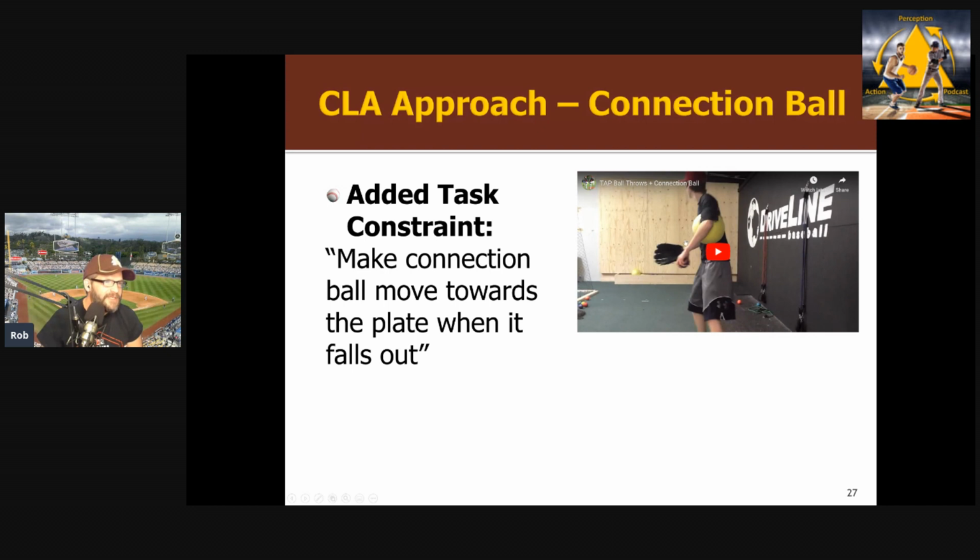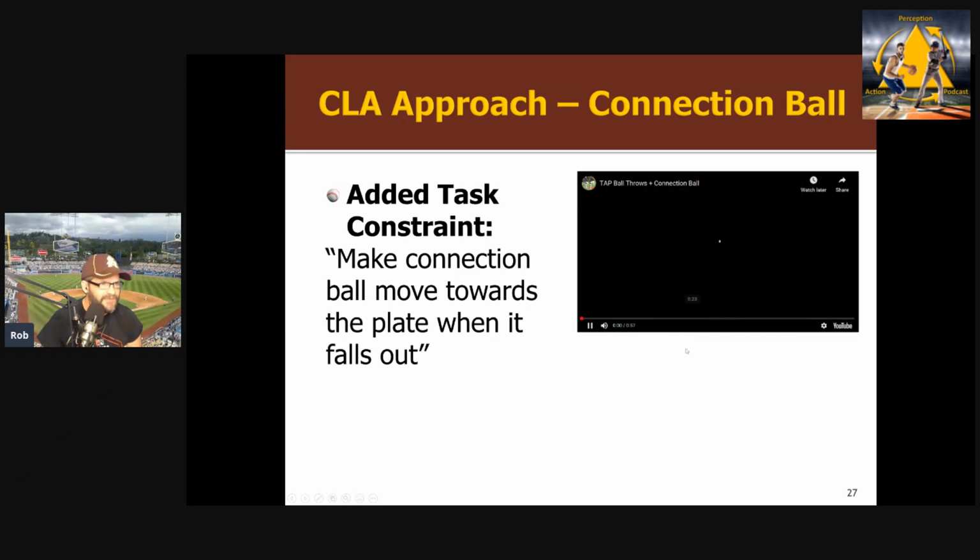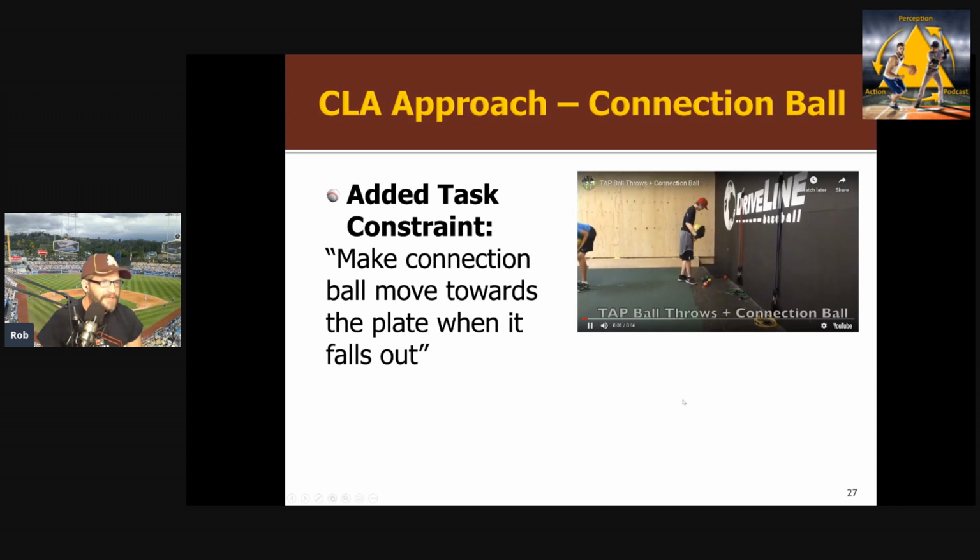So what we're going to do is look at a video from Driveline showing a young pitcher. What we've done is we're adding a task constraint. They have to start with this connection ball held between their arm and their body. Their main goal is still to pitch the ball with high velocity and accuracy towards their target on that wood wall. But we've added the task constraint: I want you to make the connection ball move towards the place you're pitching. Move it forward, okay? Let's see if this video plays.